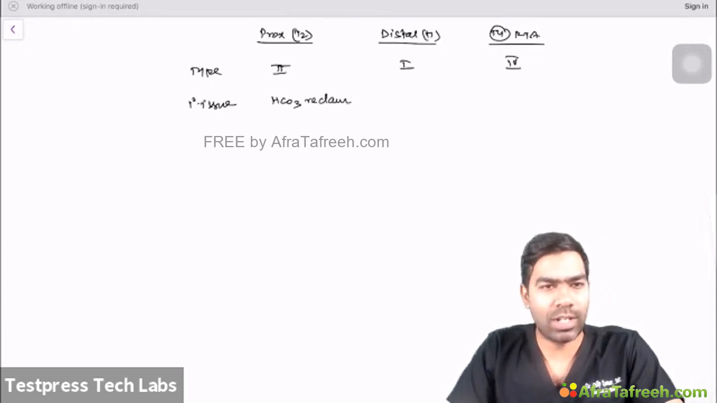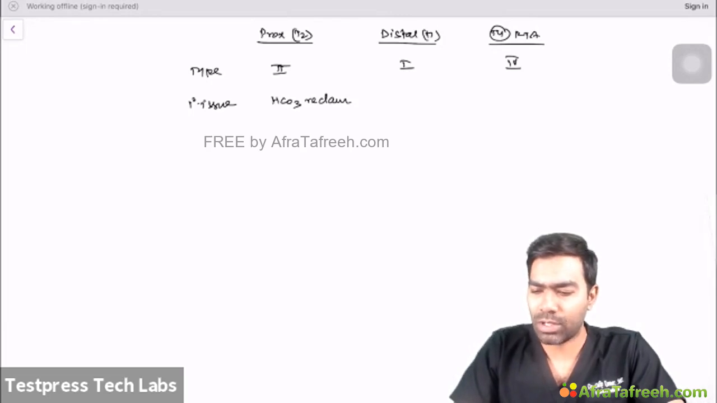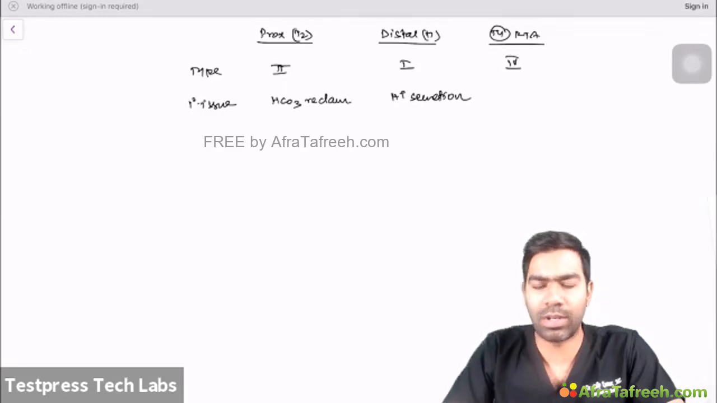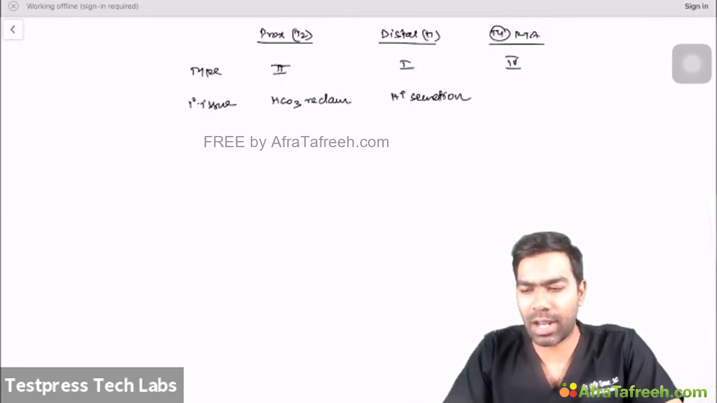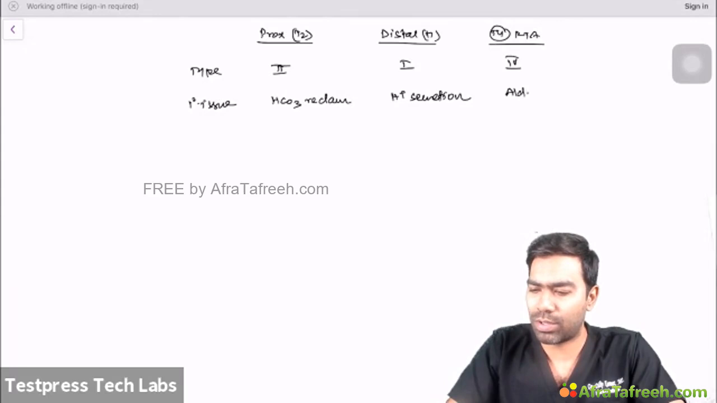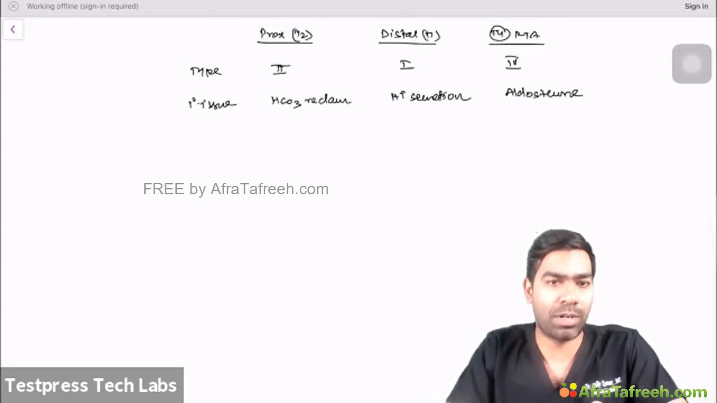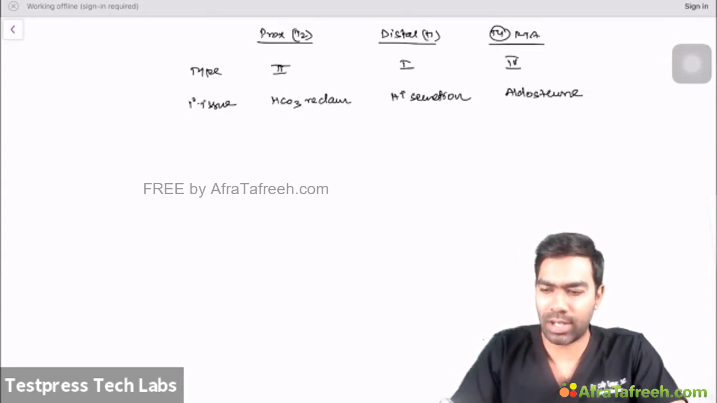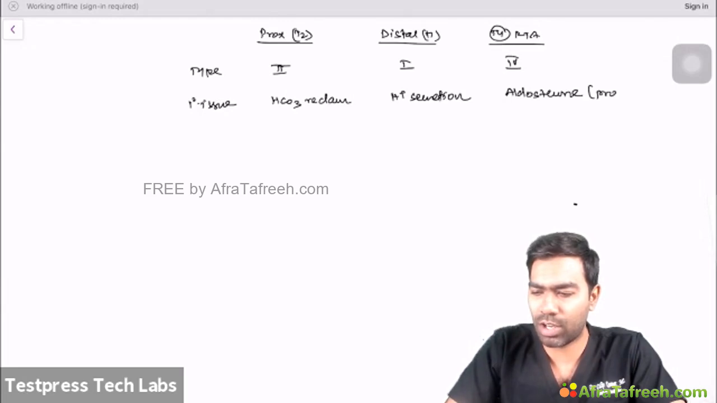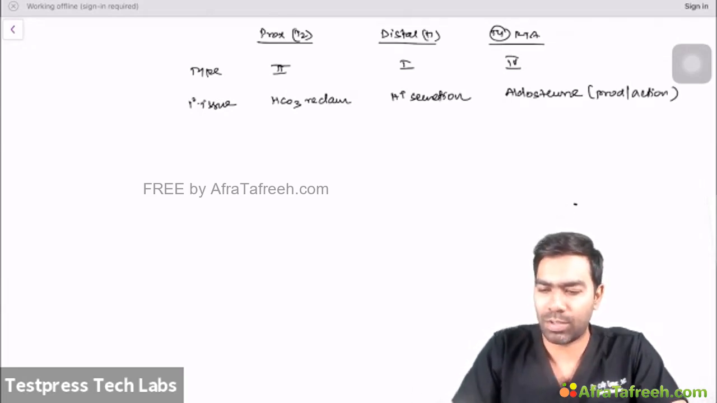The primary issue in distal RTA is H+ secretion. That's not happening properly. In type 4 RTA, the primary problem is aldosterone. Either it is not getting secreted properly, or it's not acting properly. So aldosterone is the main issue here in type 4 RTA, either aldosterone production or aldosterone action. Something is having a problem. That's the primary issue here.